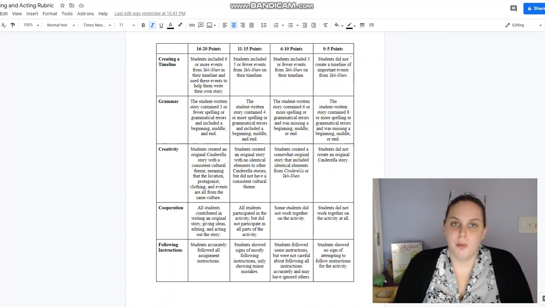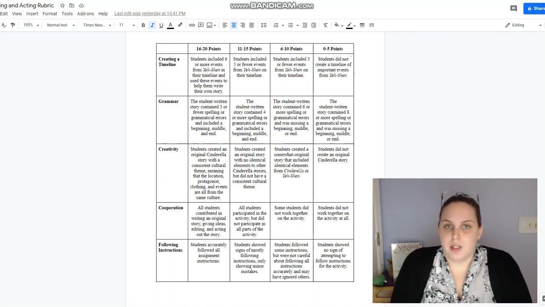This is my rubric for my center activity. It has five categories that are worth 20 points each, and the categories are creating a timeline, grammar, creativity, cooperation, and following instructions. The creating a timeline category is the one mostly involved with the standard, because it forces students to recount what happens in the story and shows that they're meeting the standard in that particular area.